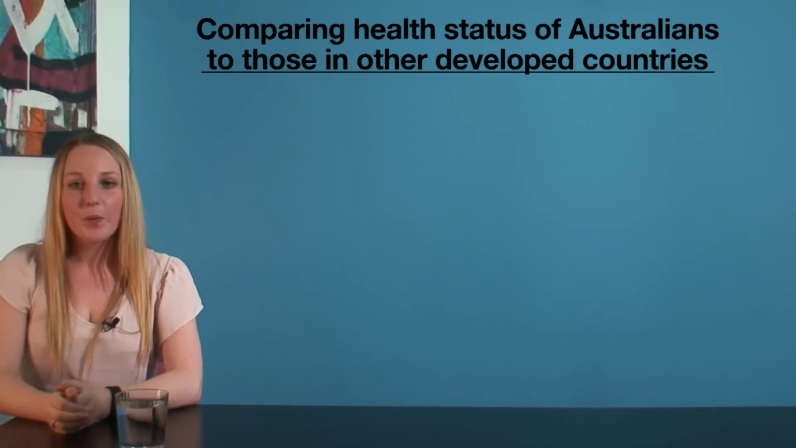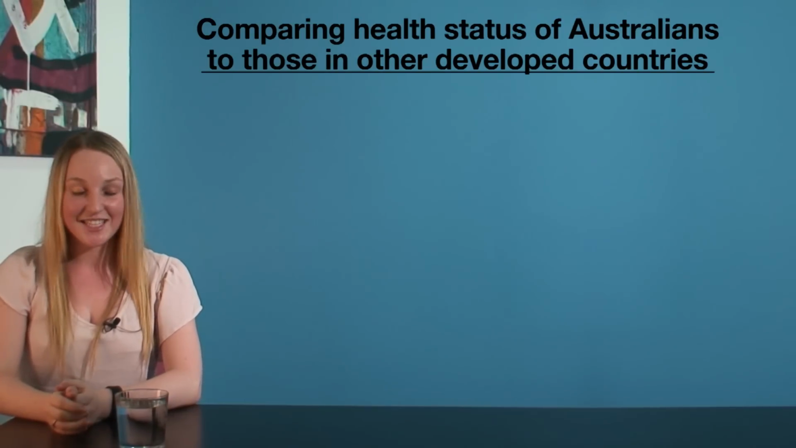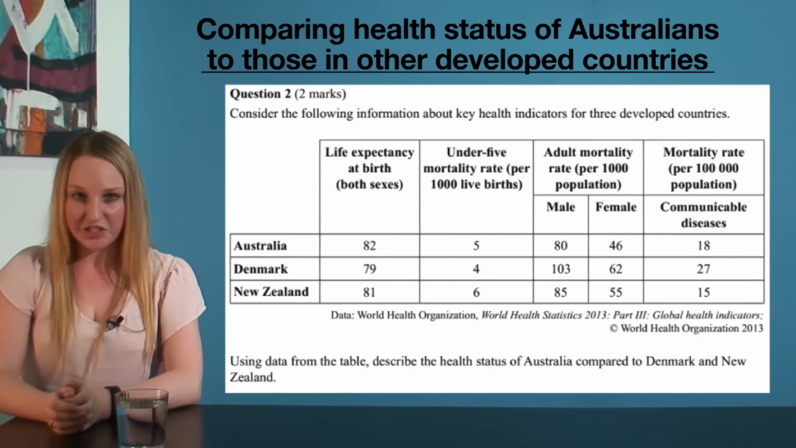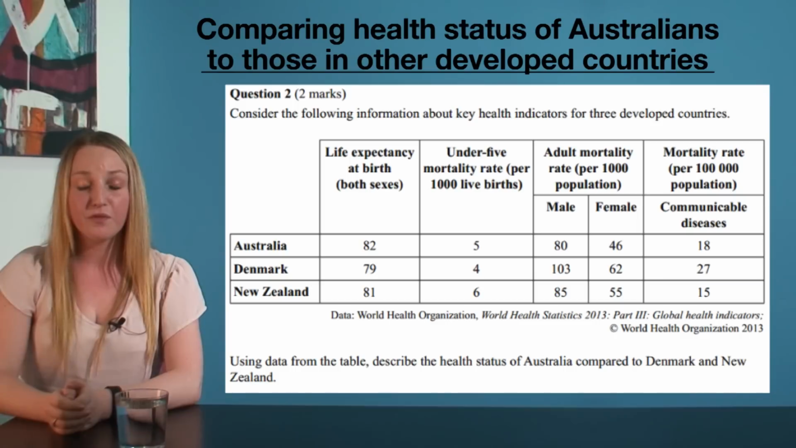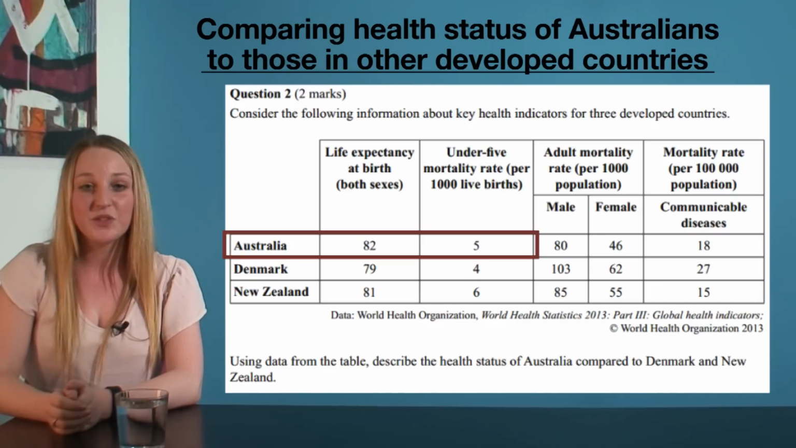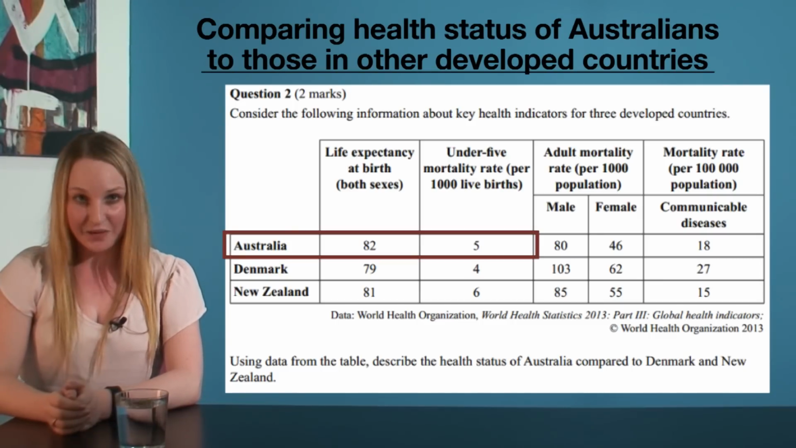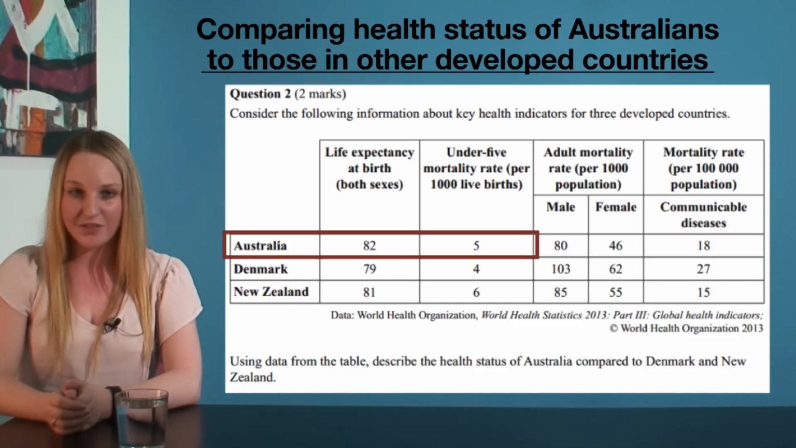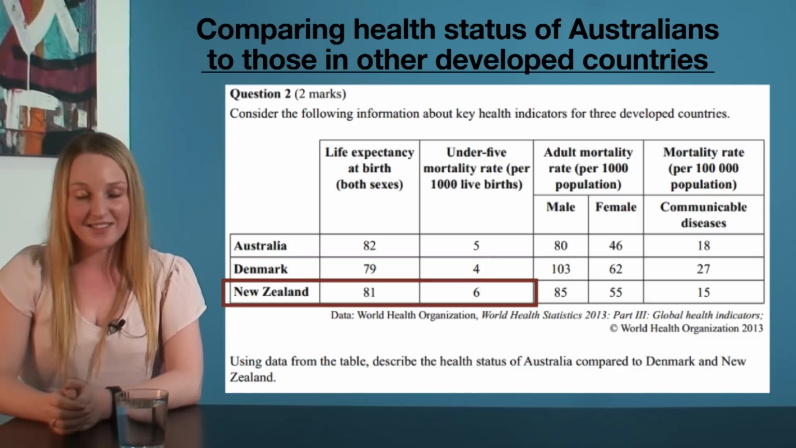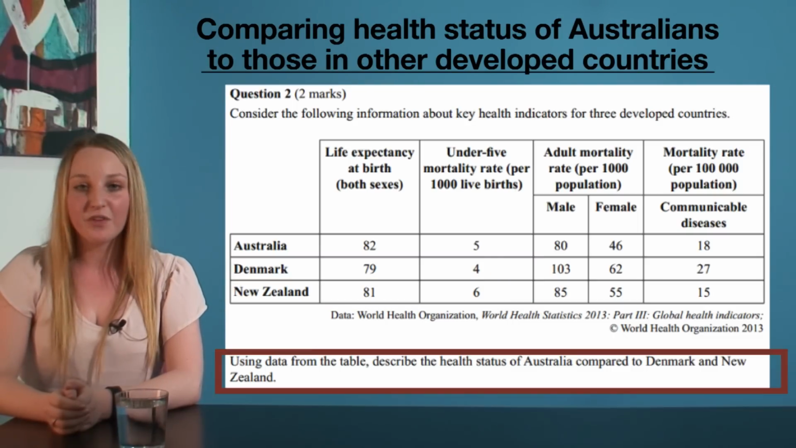In this video, we will teach you how to answer questions like this from the 2014 exam. Consider the following information about key health indicators for 3 developed countries: Australia, which has a life expectancy of 82 years and an under 5 mortality rate of 5 per 1,000 live births. Denmark's numbers are 79 and 4 respectively, and New Zealand's numbers are 81 and 6 respectively. Using data from this table, describe the health status of Australia compared to Denmark and New Zealand.